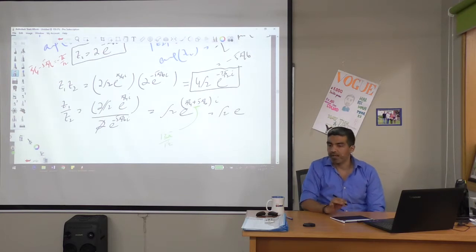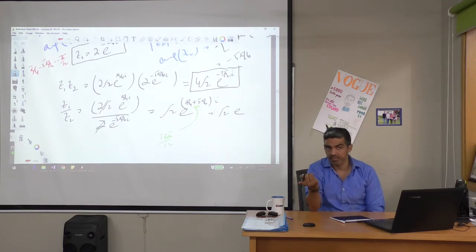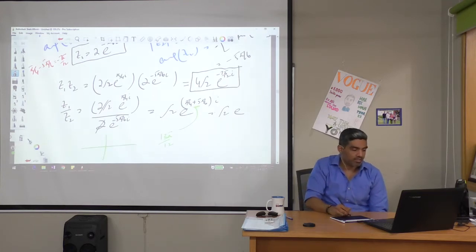13 pi, which is above pi. The moment the numerator goes more than the denominator, you know the angle has gone above pi. So you take the negative counterpart. The negative counterpart is minus 11 pi by 12. You can check the negative counterpart. This has gone above.